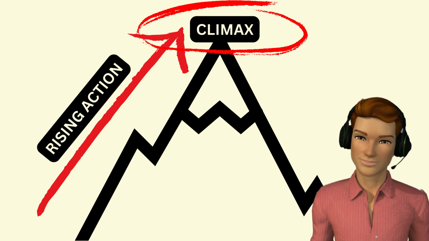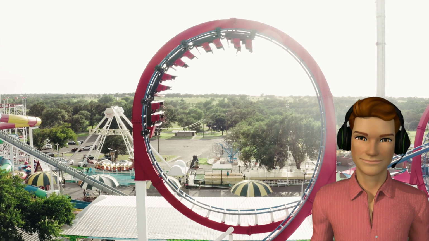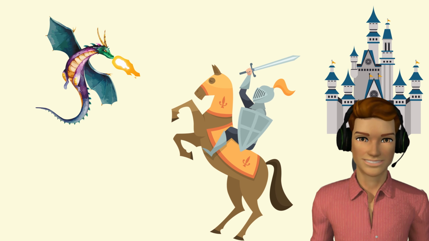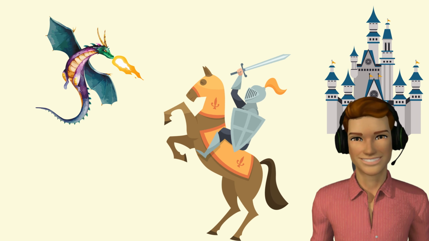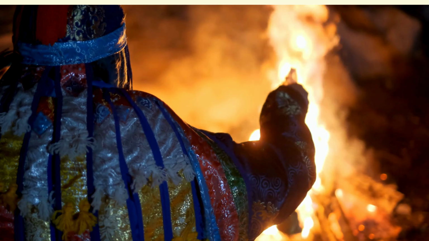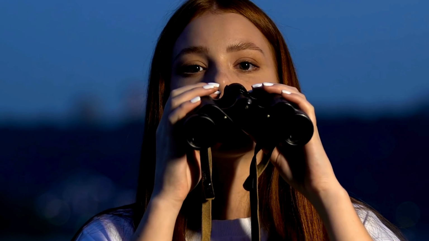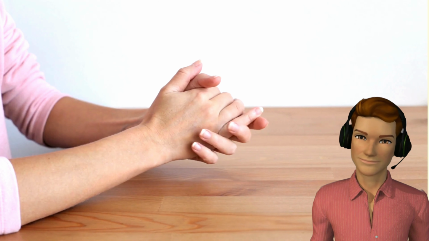The climax is the story's most intense scene, the turning point where the main conflict reaches its peak. It's like the roller coaster's biggest drop. Here, the hero might face their toughest challenge, make a life-changing choice, or finally confront the villain. For instance, in a fantasy story, the climax could be a wizard's final spell to defeat a dragon. This moment decides whether the character succeeds or fails, leaving readers on the edge of their seats.